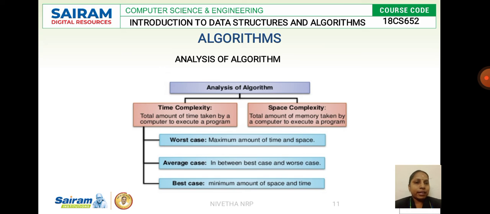Okay, then when it comes to analysis of algorithm, there are two important factors. One is time complexity, the other one is space complexity. Time complexity is nothing but, when you give an instruction to a computer, the amount of time taken by the computer to execute that set of instructions. To say it in a simple manner, it is the amount of time consumed by a computer to execute an instruction and to produce the output. This is in terms of time complexity.